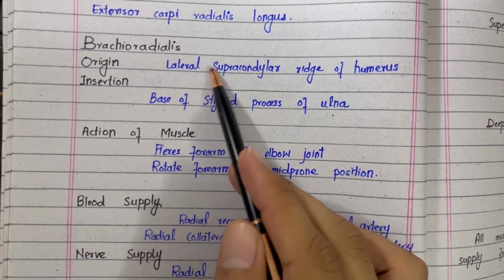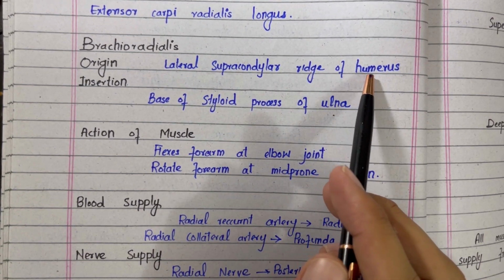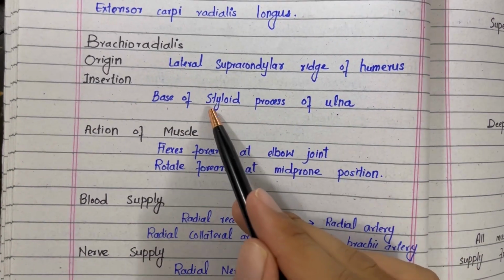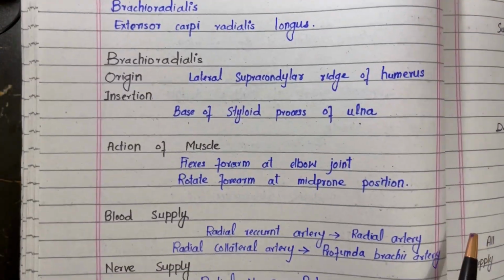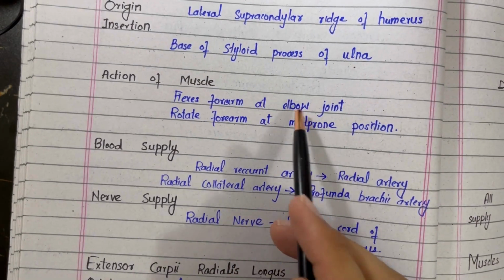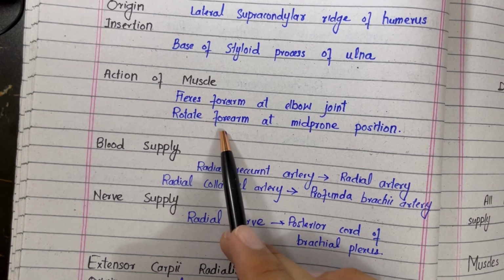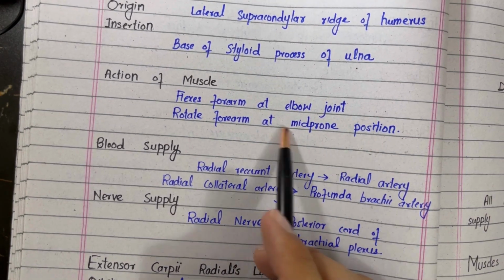Now students, as we have discussed the anatomy of the brachioradialis muscle, here we will overview this muscle. It originates from the lateral supracondylar ridge of the humerus bone, and it inserts into the base of the styloid process of the radius. This muscle plays an important role in the flexion of the forearm at the elbow joint, and it also plays an important role in the rotation of the forearm at the mid-prone position.